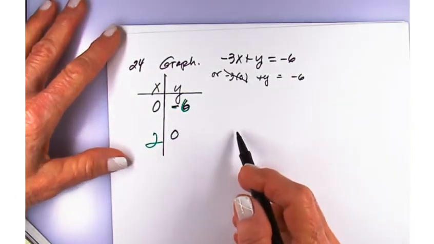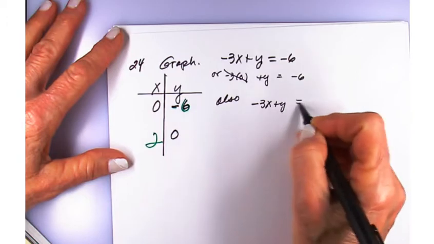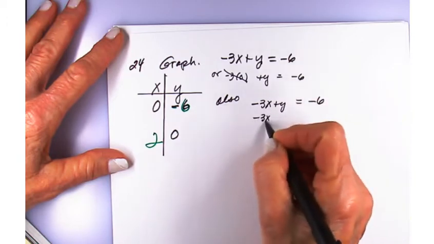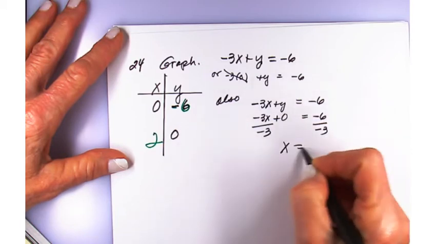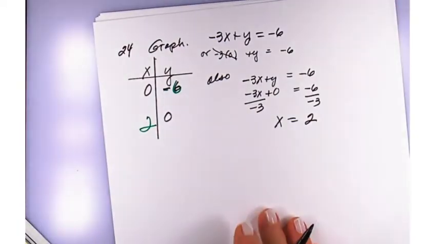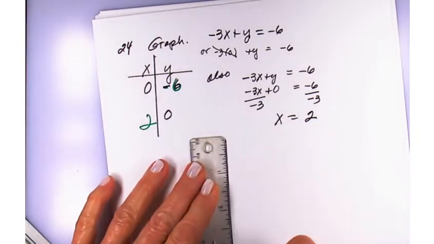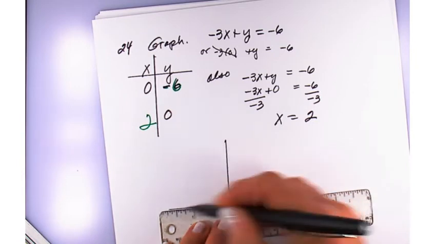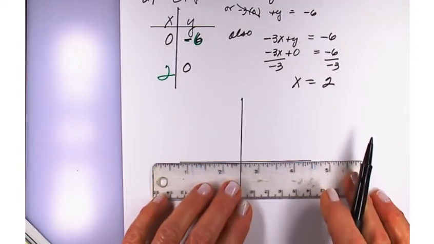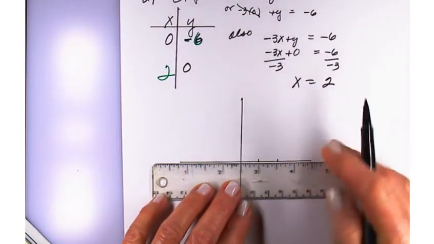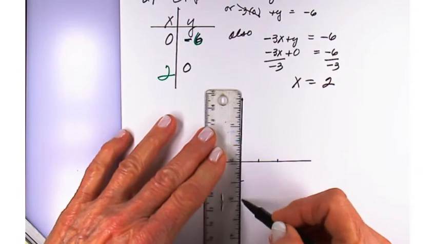So also, minus 3x plus y is minus 6. I'm going to substitute in a 0. I'm going to divide by minus 3, and I'm going to get x equal to positive 2. This is enough. You can get your line by just plotting those two. Now, those of you at home that have graph paper, yours will be nice and neat, okay? You can download graph paper on your phone or your computer. 1, 2, 3, 4, 5, 6.